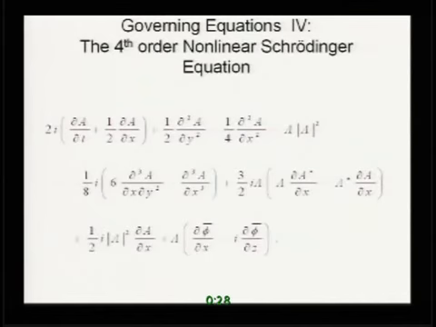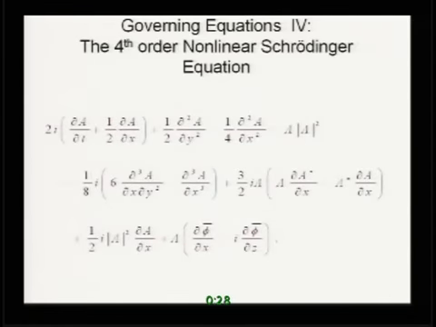This equation is what you call the nonlinear cubic Schrödinger equation to the 4th order. This is the cubic term. This is the term that makes all the trouble. Again, in this solution, frequency is also constant.